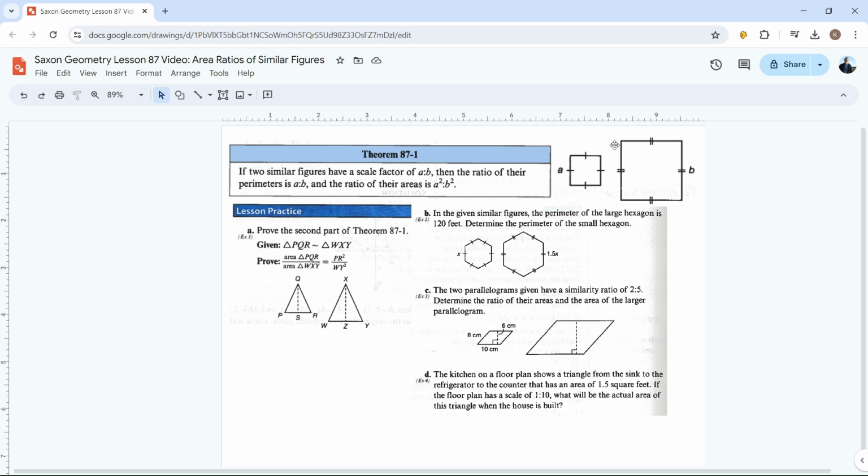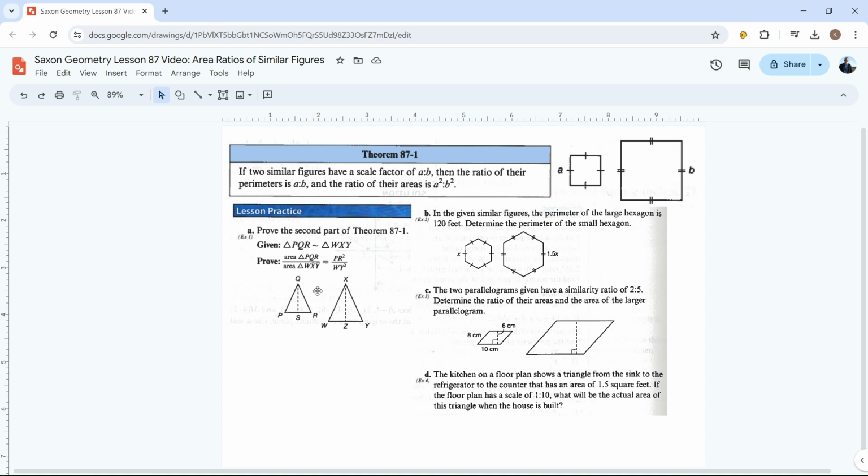In order to turn a into b, I had to multiply by a scale factor. I had to do that on this side, and then I had to do the same thing. I had to multiply by that same scale factor on this side. Now, when I find the area, I have to multiply this side, which is a times a scale factor, times this side, which is a times a scale factor. So I get a squared times the scale factor squared because I had to multiply by the scale factor on both sides. And that's what we're going to be dealing with in this lesson.